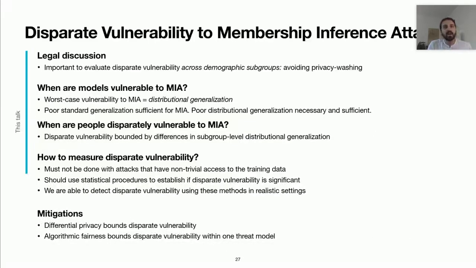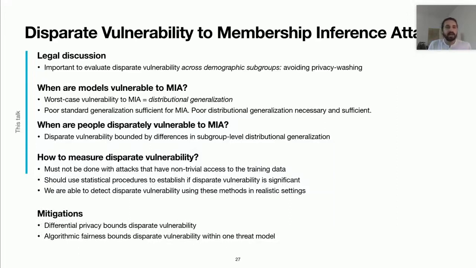To sum up, in this talk, I briefly outlined the following aspects of our paper. First, we have argued from a legal standpoint that it is important to evaluate disparate vulnerability across demographic subgroups to avoid privacy washing through aggregate metrics. On the theoretical side, the worst-case vulnerability to membership inference is characterized by distributional generalization. So we show that if poor standard generalization is a sufficient condition for membership inference vulnerability, poor distributional generalization is necessary and sufficient. And then disparate vulnerability is bounded by difference in subgroup level distributional generalization.